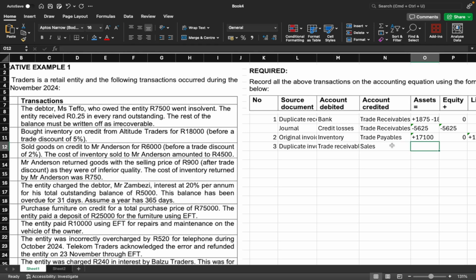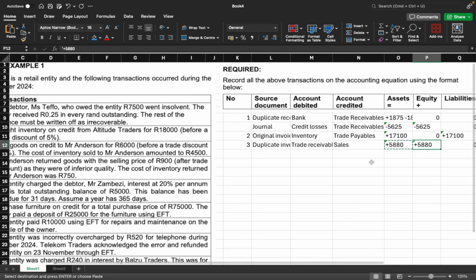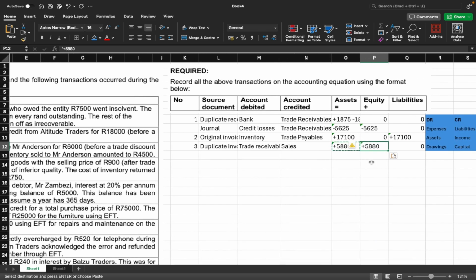So let's put our amount. It's going to be the 98% of the 6,000 Rand because I'm removing the 2%. So I'm going to take the 6,000 Rand times 98%, and that would give me 5,880. Okay, so 5,880. Remember, I need to put that as a positive because our asset is going up, and I also put it as a positive under equity because our equity is going up for sales that we have just made.